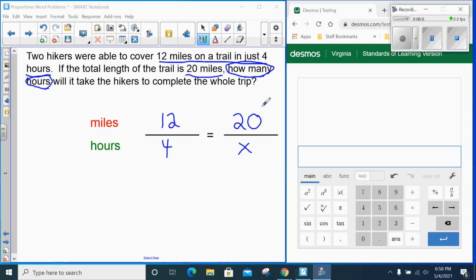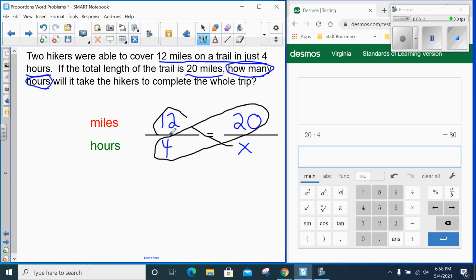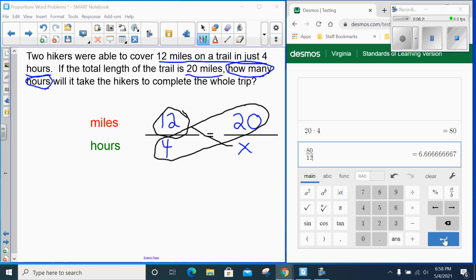To solve your proportion, we're going to cross multiply. So we're cross multiplying the 2 numbers that we see across from each other, 20 times 4. And we get 80. And then we're dividing by that number that's across from X. So we're dividing by 12. So we're going to take our answer, which was 80, and divide that by 12 to figure out the value of X.